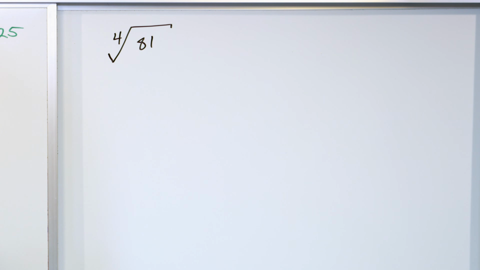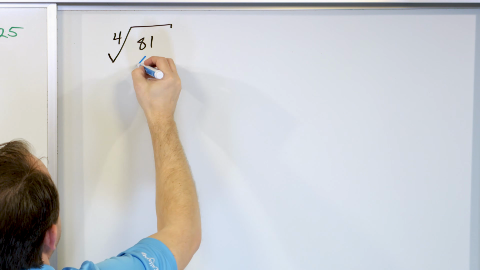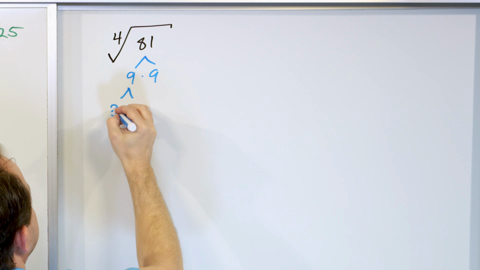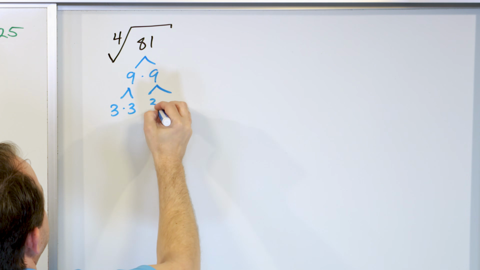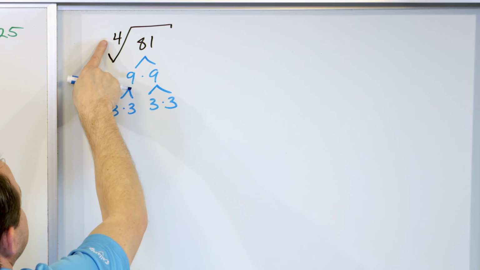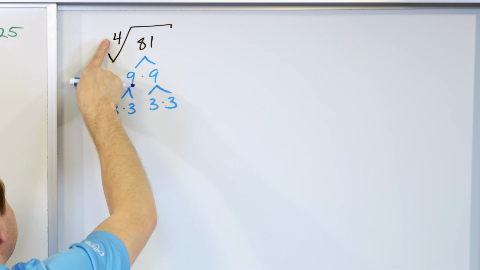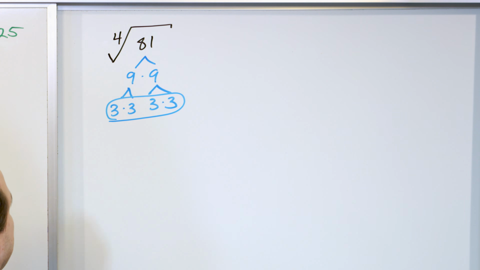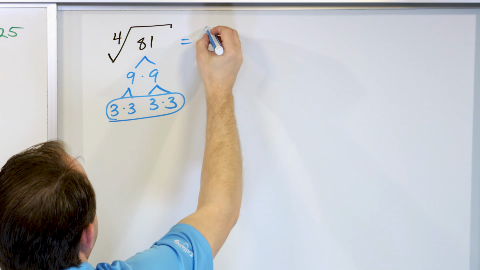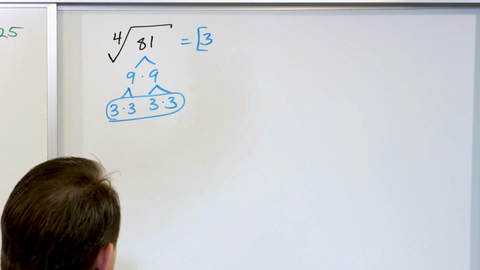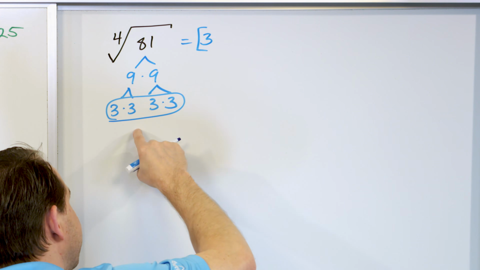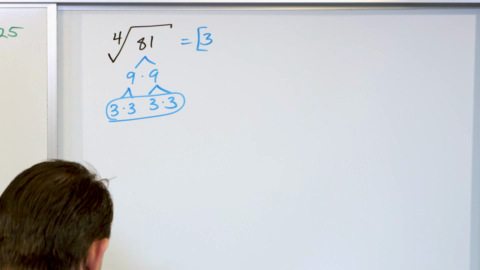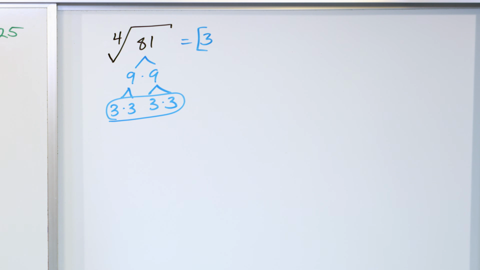So what we do is we build a factor tree, just like always. 81 can be written as 9 times 9. But 9 can be written as 3 times 3. This 9 can also be written as 3 times 3. I'm not looking for pairs. I'm not looking for triplets of numbers. I'm looking for sets of 4, and I found one. So because of that, the answer is 3. That's the final answer. Why is it the answer? Because 3 times 3 times 3 times 3, we do it 4 times, that equals 81. And you can prove that to yourself. And that's why it works.